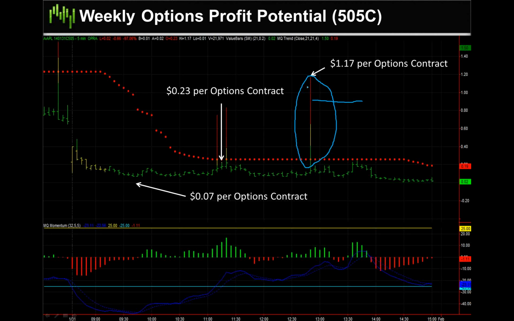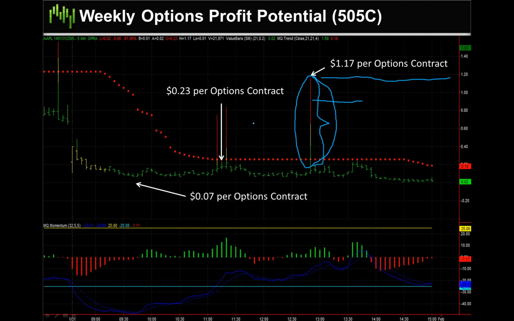But do understand, these spikes can happen. If you put in a market order, you don't want to be paying $1, call it $1.20, and then have your option price go back down below 20 cents. I mean, you're just getting murdered. You'd be upside down by $1 a share here. So watch out for that.